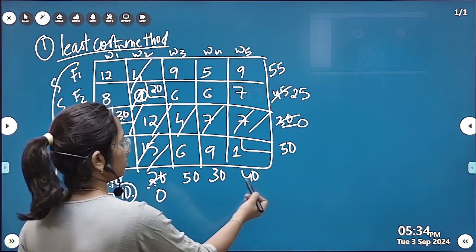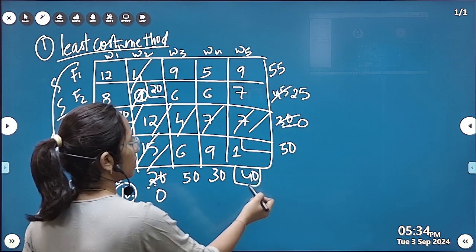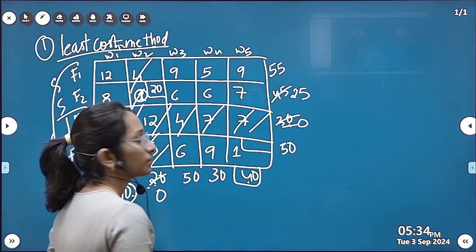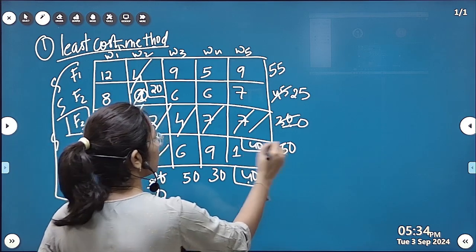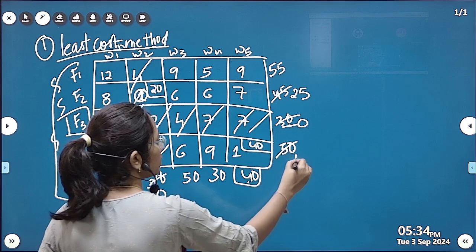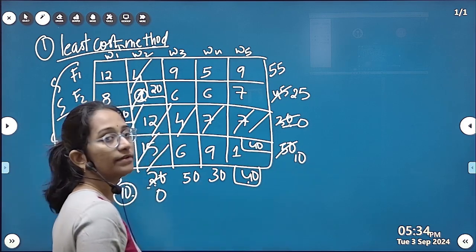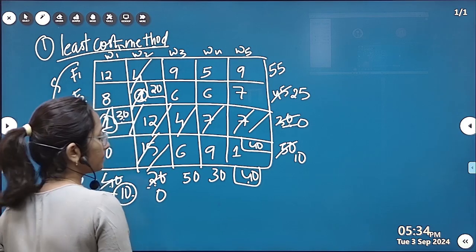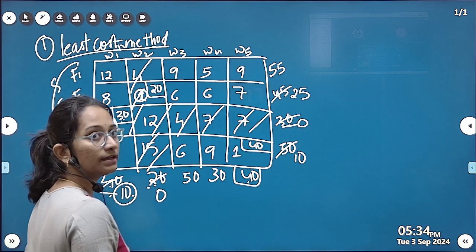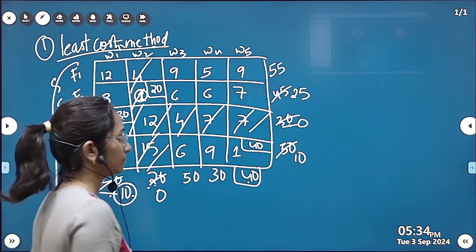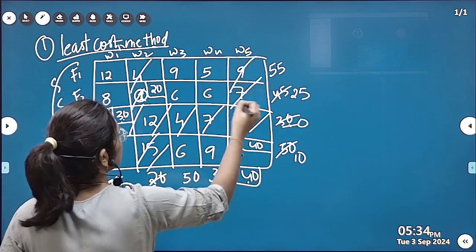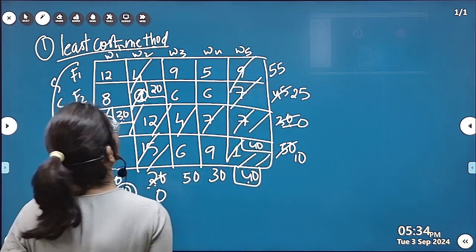You can reduce this 40 rupees cost from 50, right? So you need to write 40 over here. So 50 minus 40, you will be having another 10 rupees here. Okay. Clear? Yes ma'am. Next. So this is fully satisfied. So scratch this column.